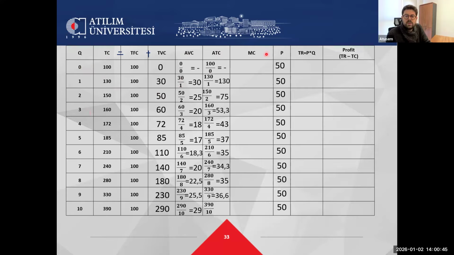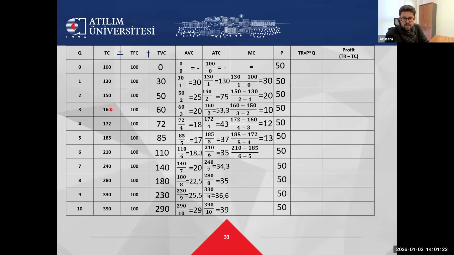And let's come to the marginal cost. Change in total variable cost divided by change in quantity, or change in total cost divided by change in quantity. The change in quantity is always 1. So we are able to look at change in total cost or change in total variable cost. So when I say marginal, at the 0 level, there is no marginal. What about that part? 30 divided by 1, 20, 10. It's going to be like that. Please do it yourself.